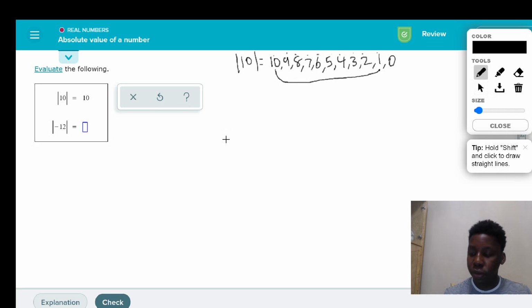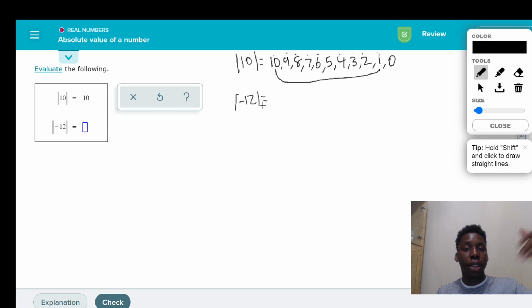Okay, so let's look at this minus 12. It says minus 12 like this. So for minus 12 to get to zero, it has to increase. So in this case, instead of decreasing like 10 here, it has to increase. So it has to go from minus 12 to minus 11, minus 10, minus 9, minus 8, because minus 12 here is the smallest number it can get to.